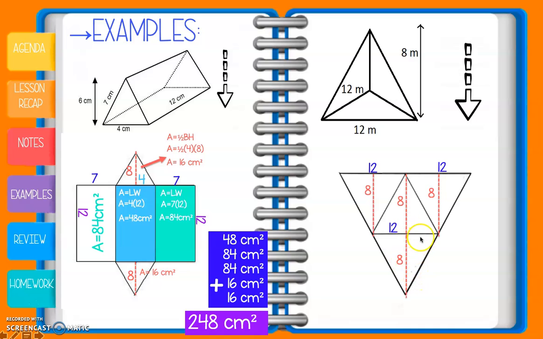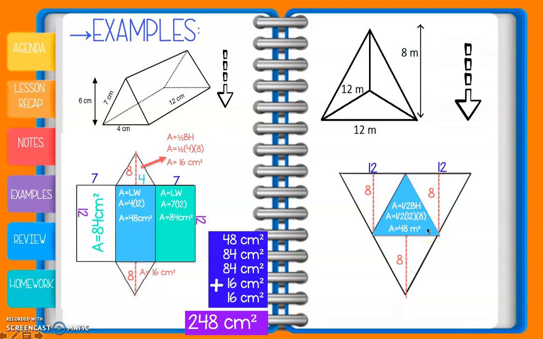Okay, so I'm going to start by finding the area of my triangular base. And if you remember, the area formula is area equals 1/2 of the base times the height. So the base is 12 and the height is 8. I'm going to fill those in. Area equals 1/2 of 12 times 8, which gives me 48 meters squared.